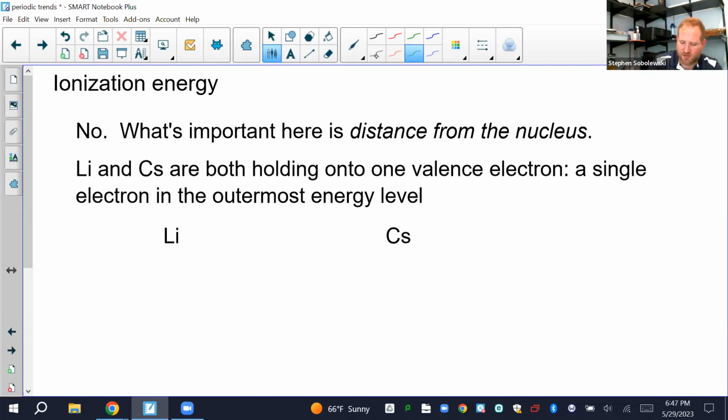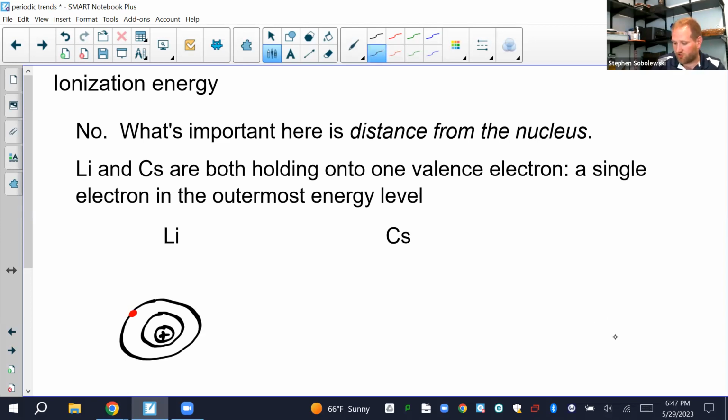Let's look at the sizes here. Lithium has a little nucleus here, 3 protons, and where is its valence electron? Which energy level? Well, which period is lithium in? 2. So here's the first energy level, here's the second energy level, here's the one valence electron it's trying to lose.